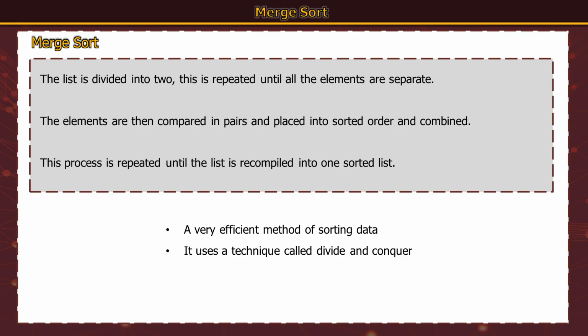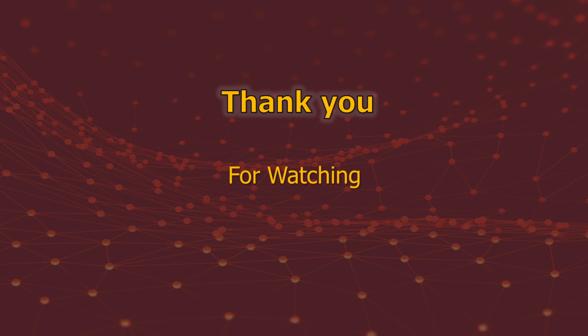Just to cover the key concepts of the merge sort and finish off, I want you to remember that the list is divided into 2. This is repeated until the elements are separate. The elements are then compared in pairs and placed into a sorted order and combined. The process is repeated until the list is recompiled into 1 sorted list. Remember, the merge sort is a very efficient method of sorting data, and it uses a technique called divide and conquer.